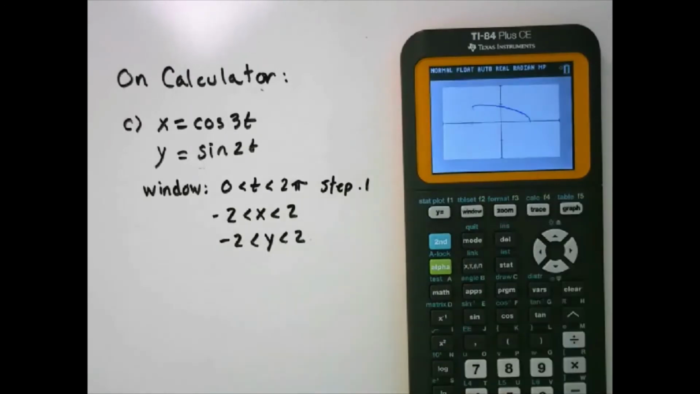Alright, so when you graph it, you get something that looks like that. So we can create some really cool graphs with parametric because we have a lot less restrictions than we do in functions.